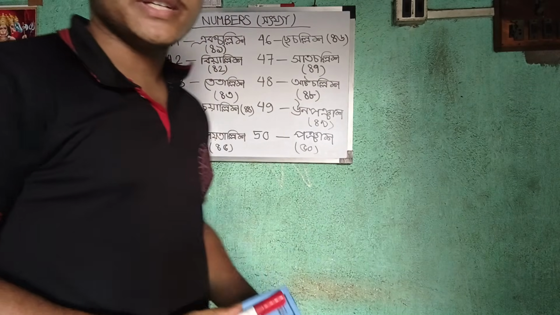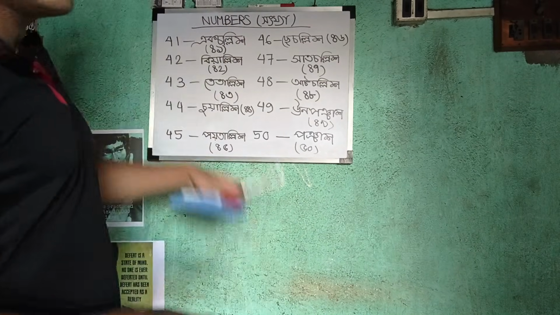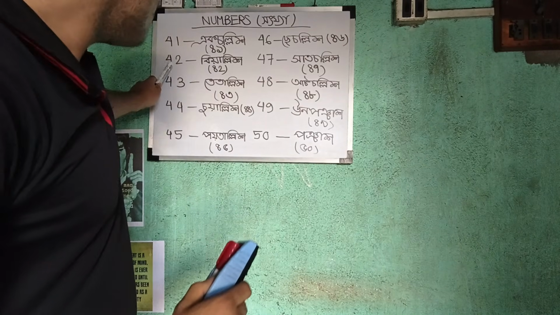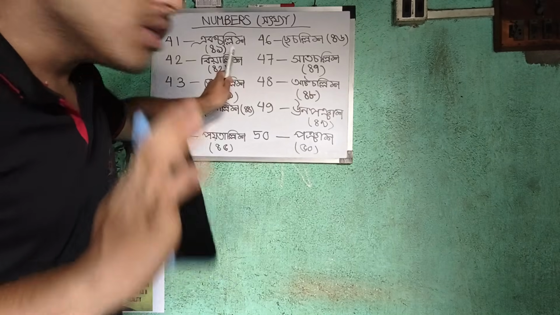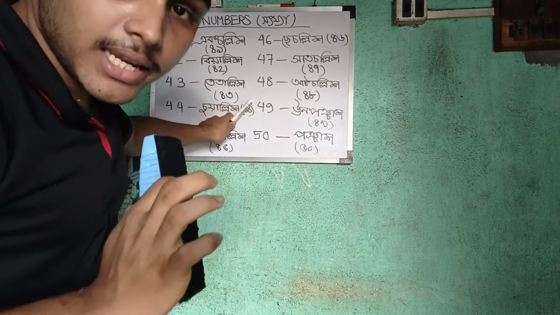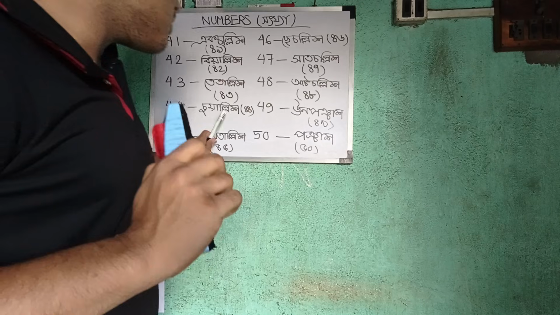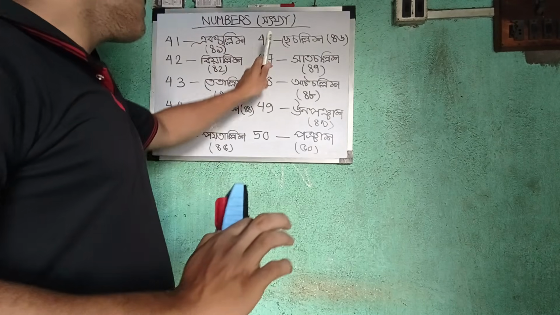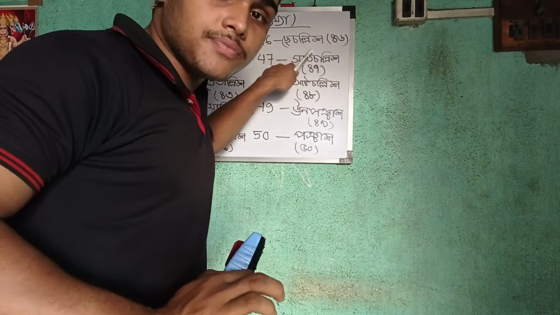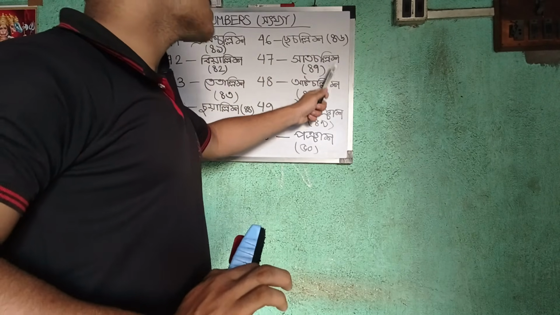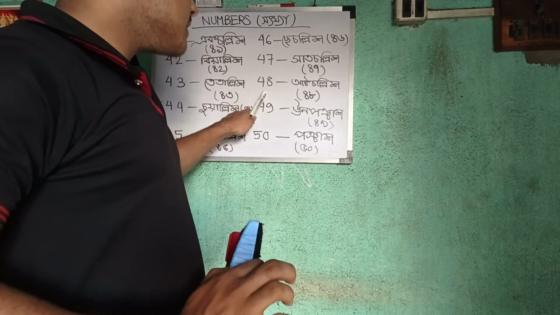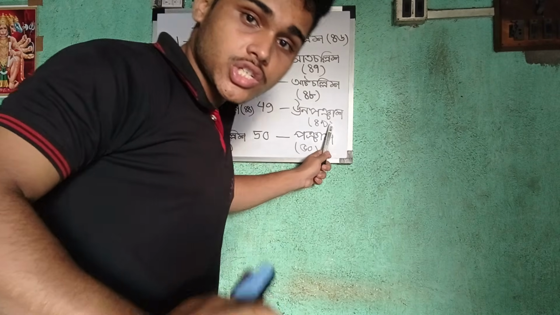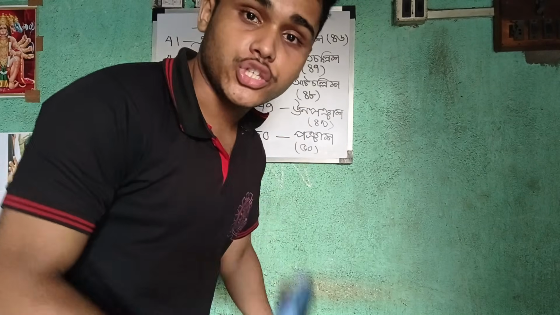So I am revising all of these for the last time. First, 41 means ekchallish. 42 means biyallish. 43 means tetalish. 44 means chuallish. 45 means pôytallish. 46 means chhiyallish. 47 means satachallish. 48 means atchallish. 49 means ঊনপঞ্চাশ and 50 means ponchash.